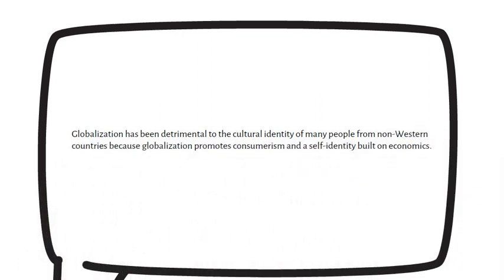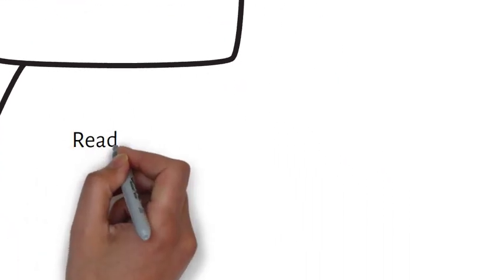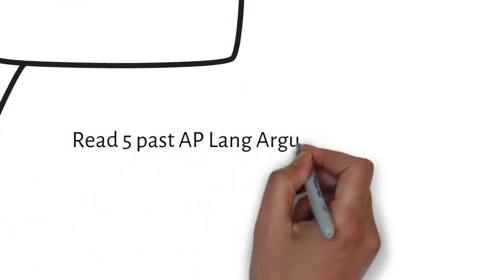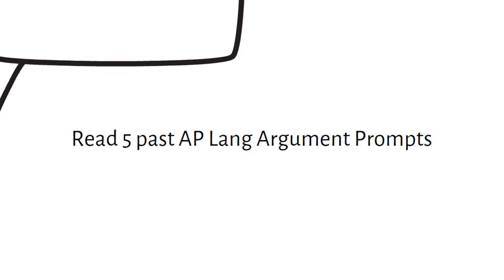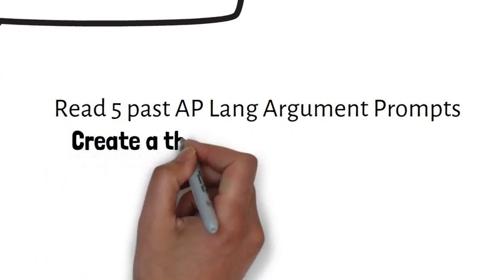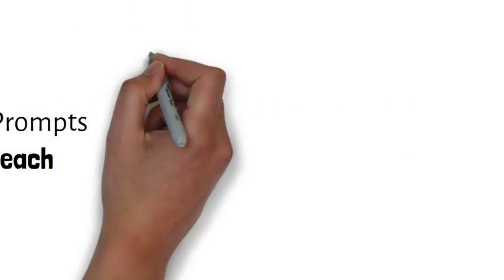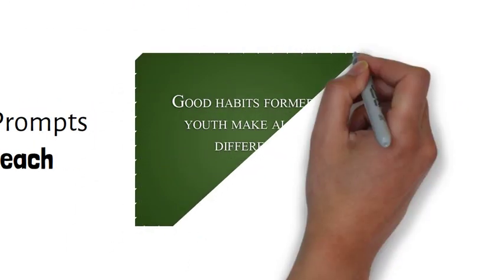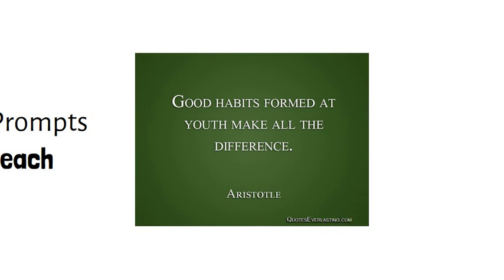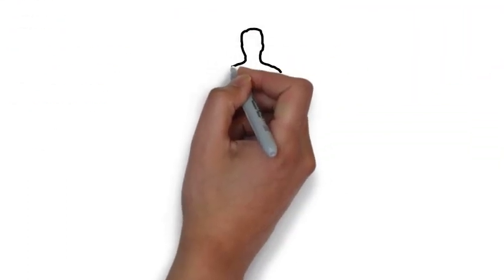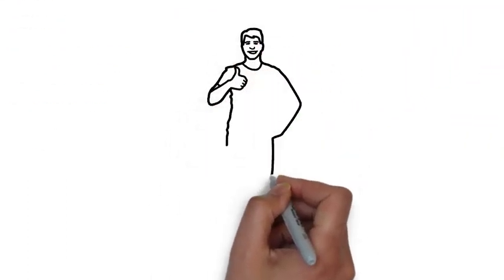Your mission for the following activity is to read 5 past AP Lang argument prompts and create a thesis statement for each. The purpose of this activity is to get you in the habit of creating specific, defensible, and focused thesis statements that will put you in the position to write an excellent essay.